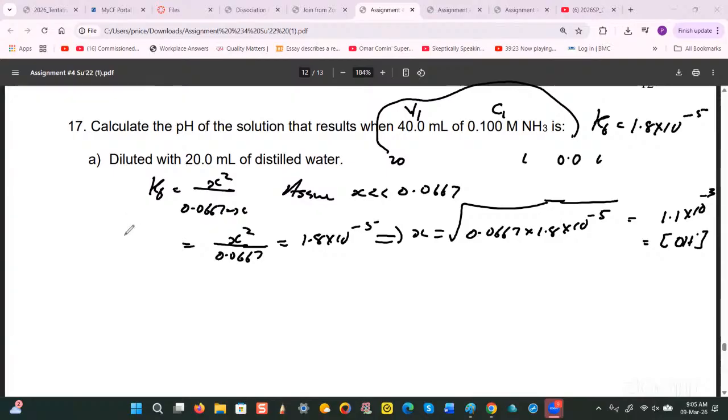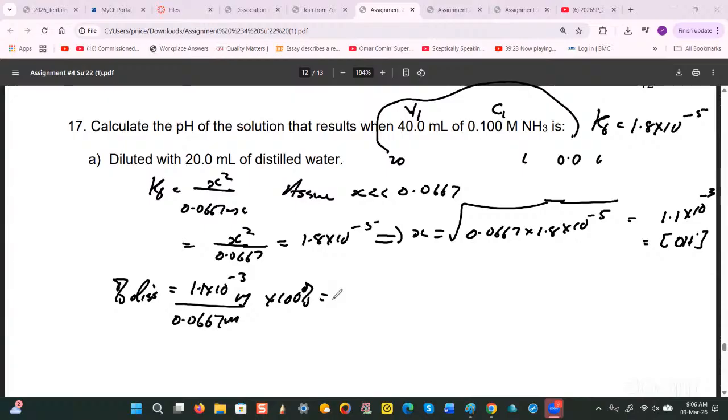You find pH. Before you do that, we need to do the percent dissociation. And let's hope it's less than 5%. I think it is. Percent dissociation is 1.1 times 10 to the minus 3 divided by the initial concentration, which is 0.0667, times 100%. Yeah, I think this is less than 5%.